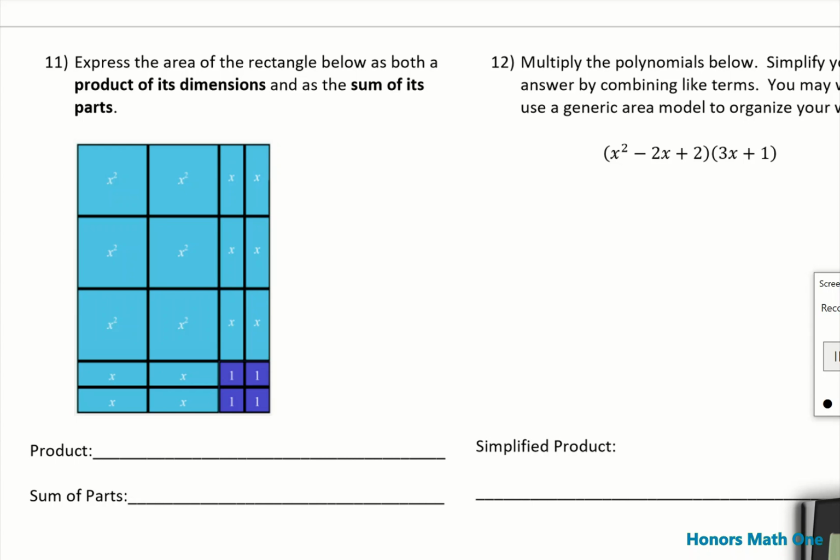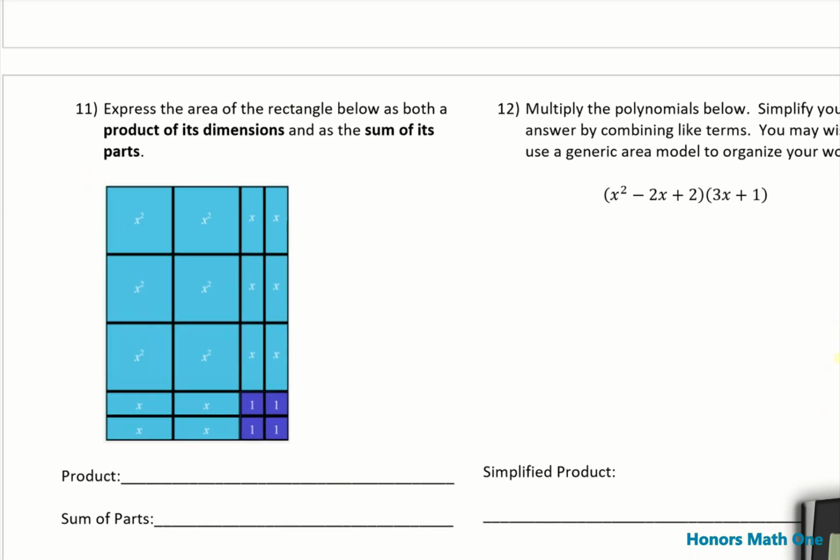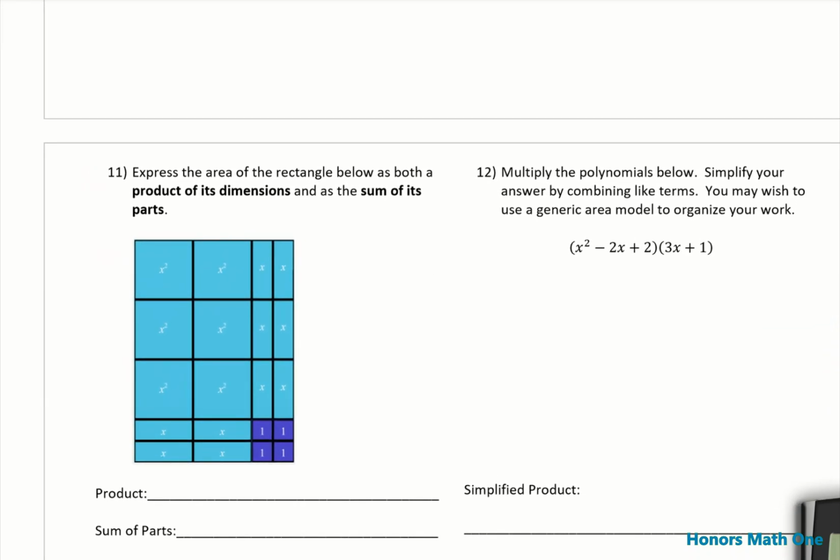Okay, so for our final two questions, I think I'll do them both together. This was one of the big ideas of this chapter: we can look at an area model with algebra tiles, and we can look at what's called a generic area model, and we can use it to multiply binomials. And this is kind of important because there are some misconceptions about things that happen.